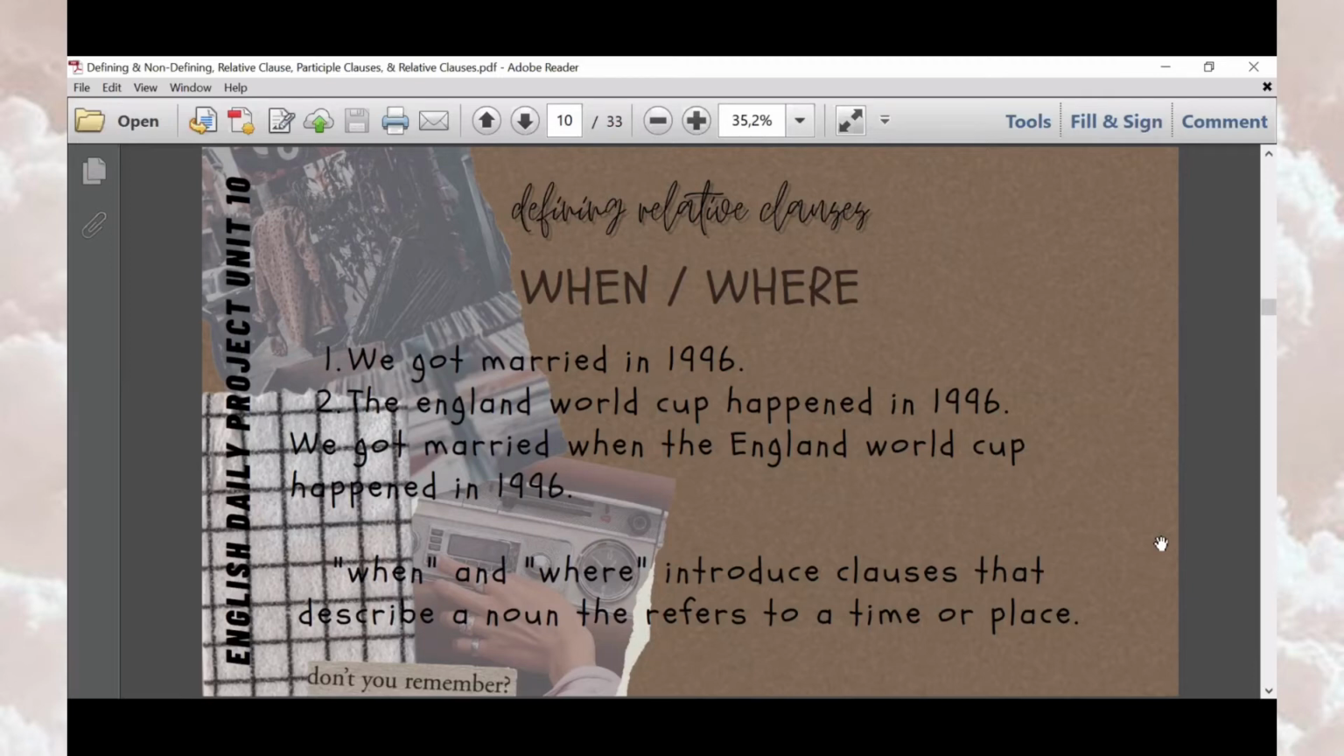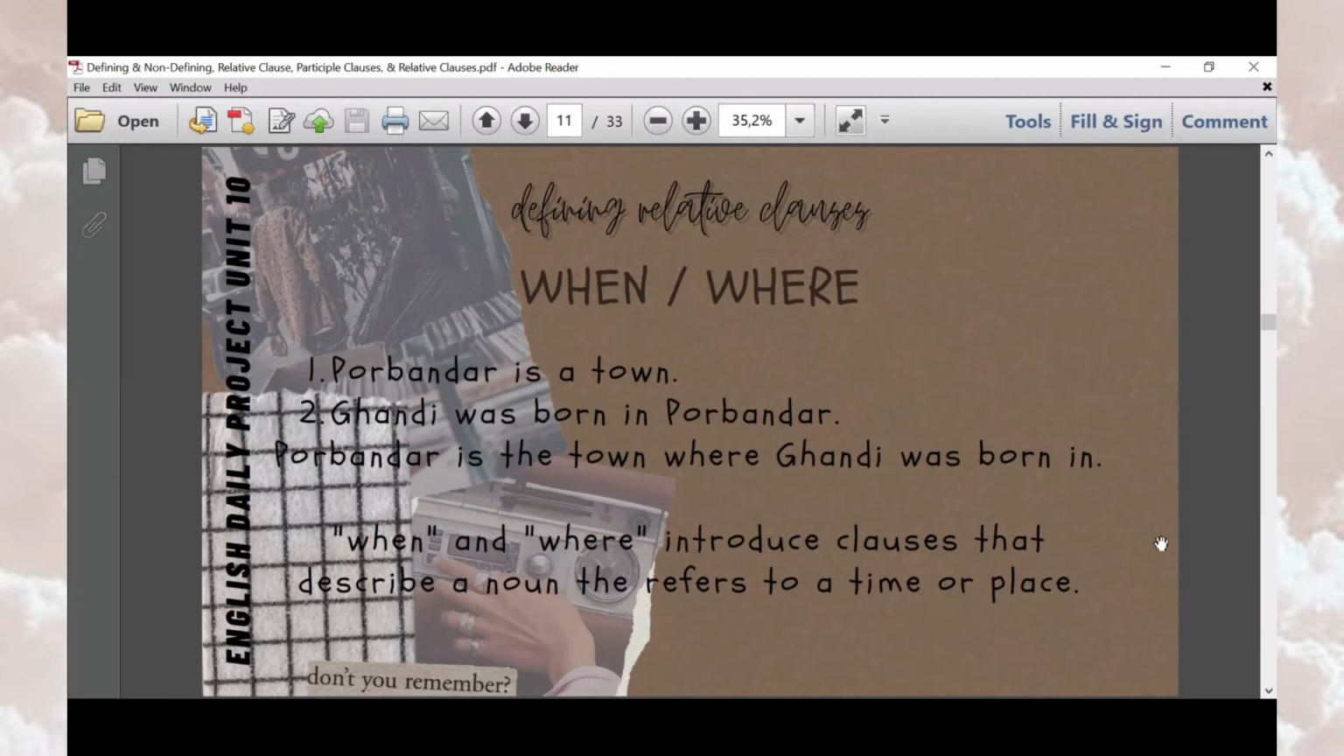So when and where introduce clauses that describe a noun that refers to a time or place. Now the time here is 1996, specifically when the England World Cup happened. For where? Number 1, Porbandar is the town. Number 2, Gandhi was born in Porbandar. Porbandar is the town where Gandhi was born in. This indicates where Gandhi was born.